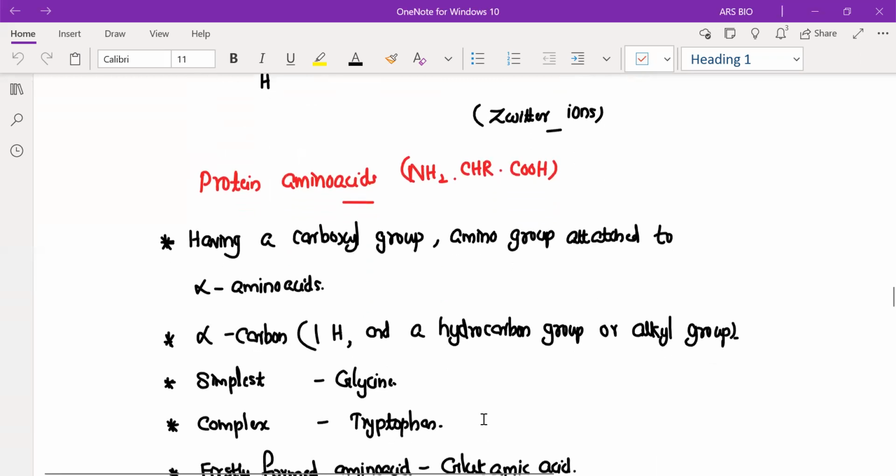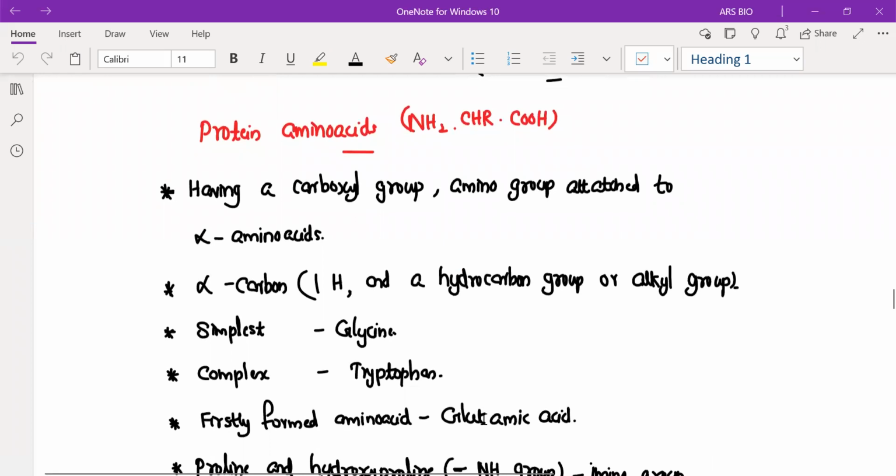Now, look at the first point, having a carboxyl group. So the carboxyl group, or acid group, is there, and the amino group is also there. That is attached to the alpha carbon atom, the first carbon atom. Hence we can call it alpha carbon, and we can also call it alpha amino acids, because it's already attached to the first carbon atom. That's the reason. Now the alpha carbon atom has one hydrogen and a hydrocarbon group or an alkyl group, isn't it? Like in the previous structure, in the alpha carbon, or the first carbon, one hydrogen is mentioned on the downside and a hydrocarbon group, isn't it? The alkyl group is also connected to the alpha carbon atom.